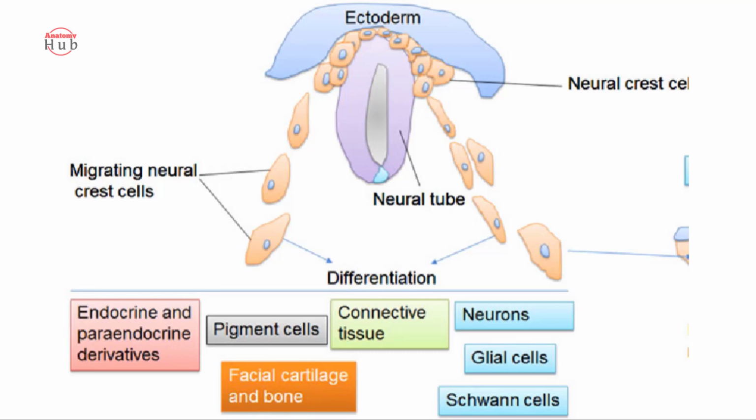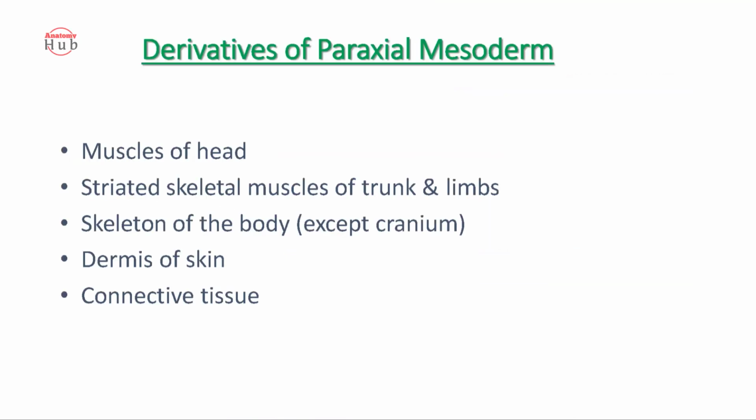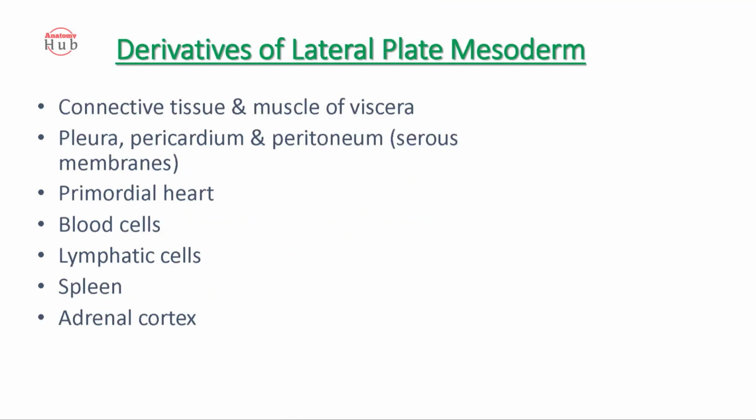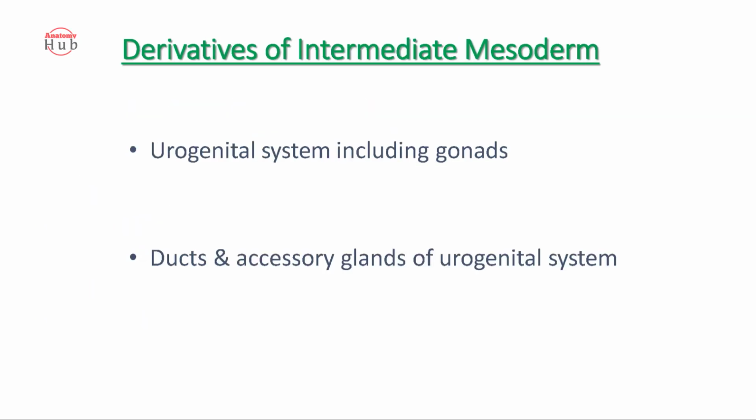Like that, the mesoderm gives rise to muscles, both striated and smooth muscles, muscles of the heart, the blood vessels, connective tissue, bones, cartilage, kidneys, testes, ovaries, genital ducts like your mesonephric and paramesonephric ducts, pleura, pericardium, adrenal cortex, and spleen, all derived from this mesoderm.